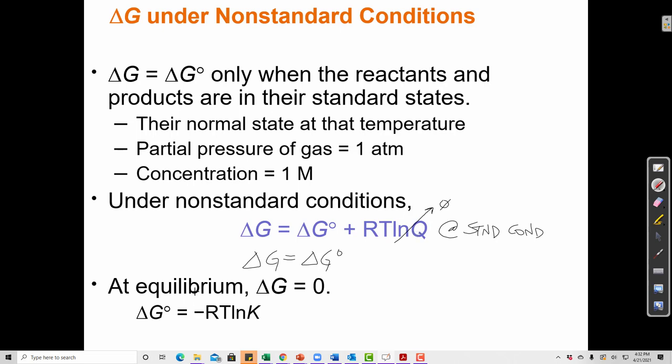At equilibrium, when delta G equals 0, this equation collapses to delta G naught equals negative RT ln K, because Q equals K at equilibrium. So using these equations, delta G naught equals negative RT ln K, and delta G equals delta G naught plus RT ln Q, we can find the value of the equilibrium constant or the value of delta G at any temperature and concentration.